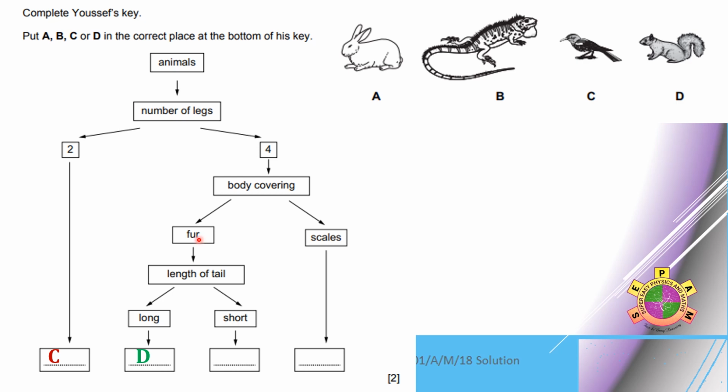If the body is covered with fur, that means this and this, that is A or D. Then the length of tail is long, that's why we have D. Then the tail is short and it has 4 legs, so here will be A. Then body covering with scale, that is this one here, so that is B.